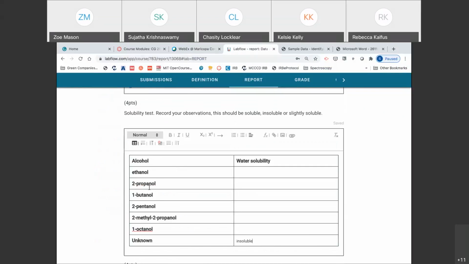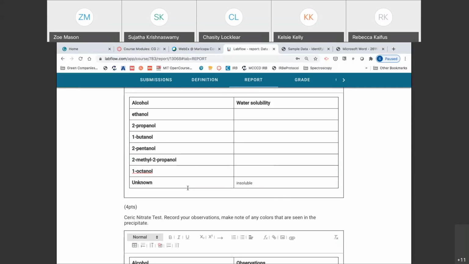So if you're somewhere between a high solubility such as ethanol and insoluble like 1-octanol, I would say 1-octanol is insoluble because you've got 8 carbons and only 1 hydroxyl group. Somewhere in between, like halfway through butanol, maybe it's sparingly soluble. So you're going to make some guesses there.